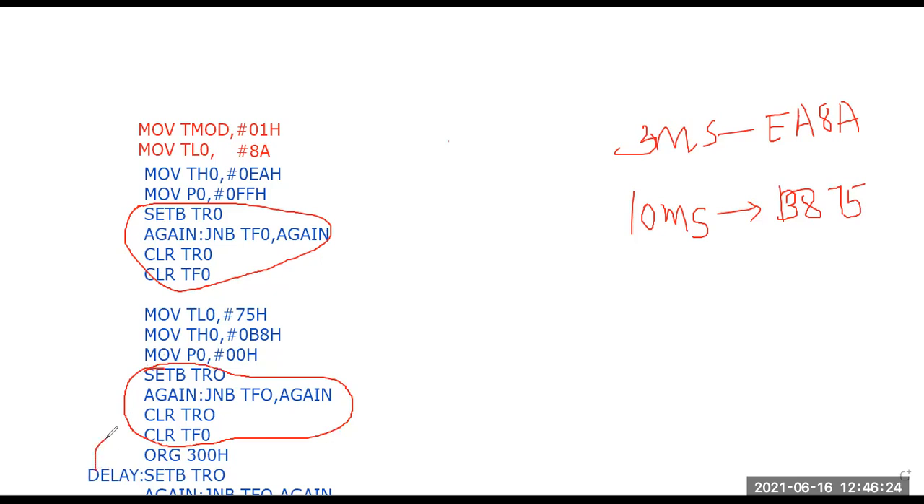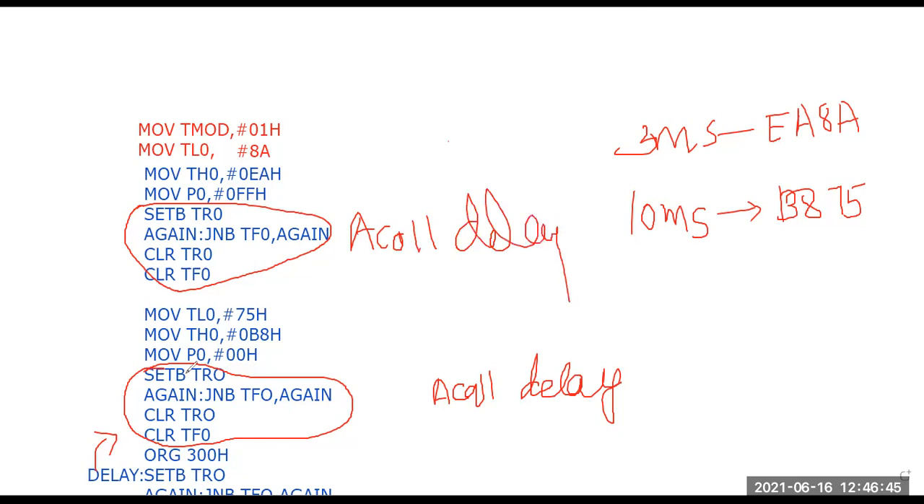You can call this delay program just by using the instruction ACALL delay. Here also you write ACALL delay, and here also you write ACALL delay. The delay program should be written at last. The delay program is nothing but set bit TR0, again JNB TF0, again clear TR0, clear TF0. Okay, that is what you can do.